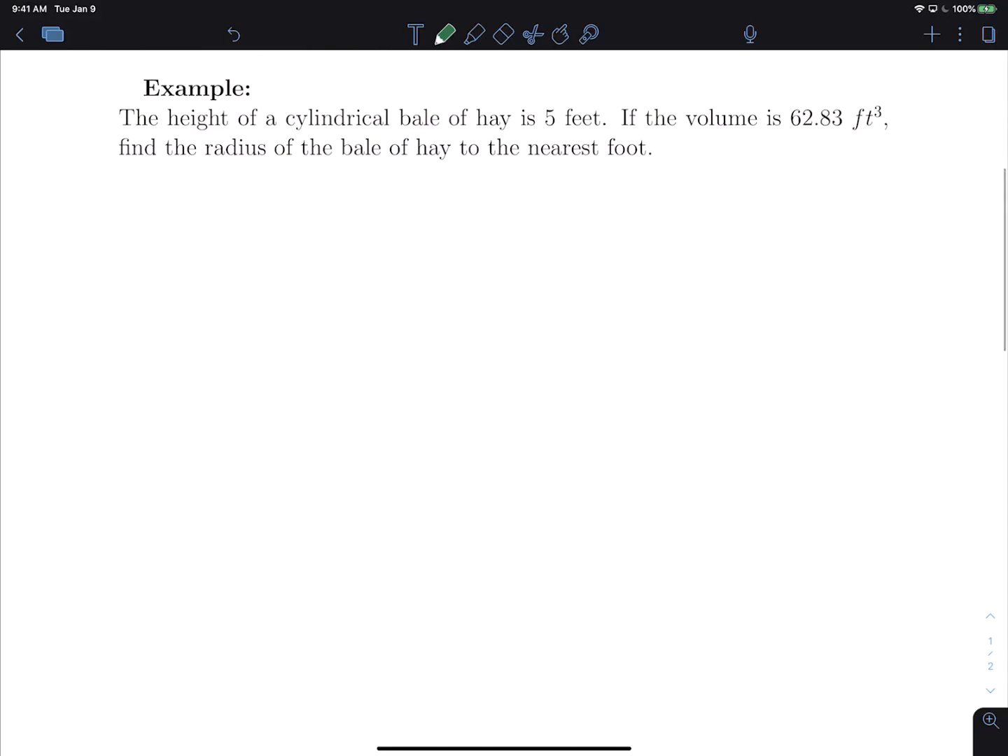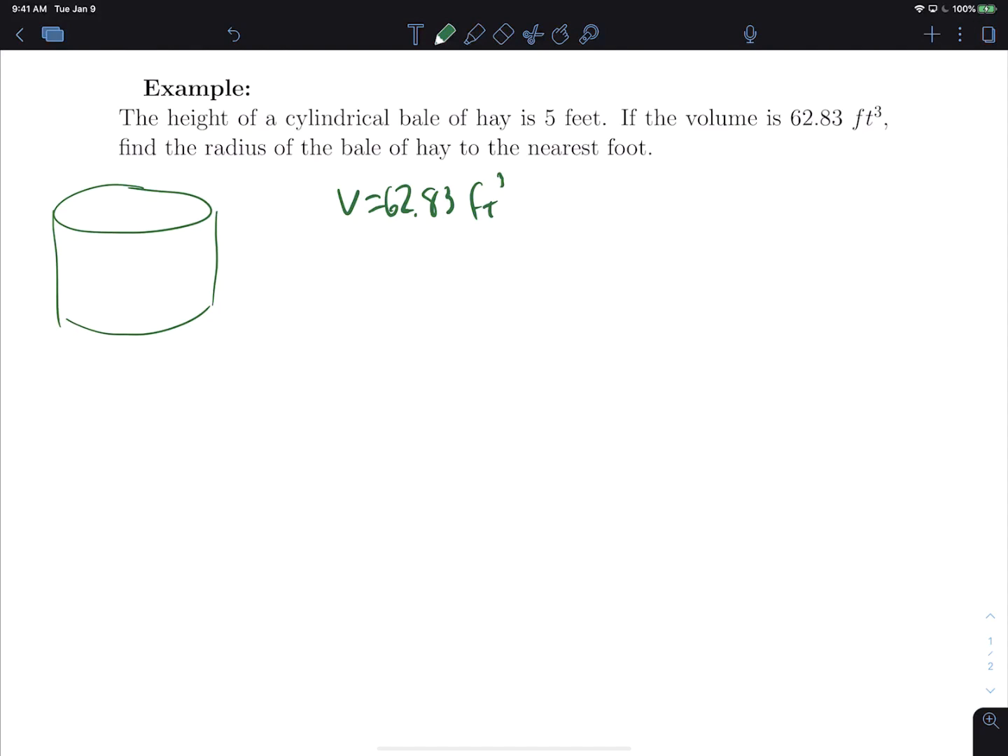Let's use this. So the height of a cylindrical bale of hay is 5 feet. So cylindrical means a cylinder. If the volume is 62.83 cubic feet, find the radius of the bale of hay to the nearest foot. Okay, so the height is 5 feet. What we don't know is r. So let r equal the radius.